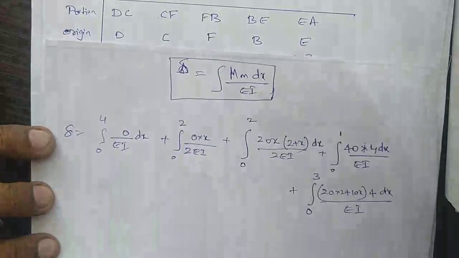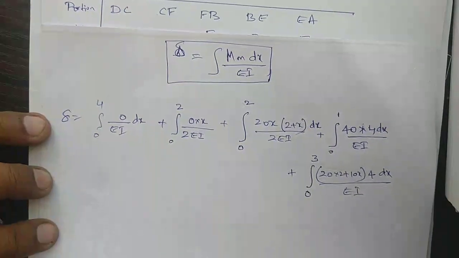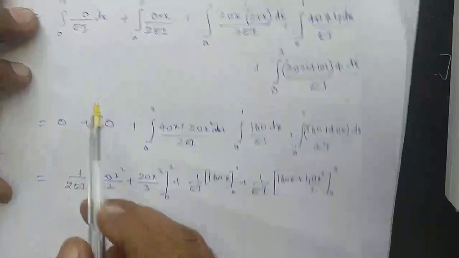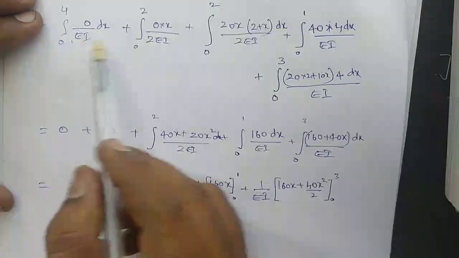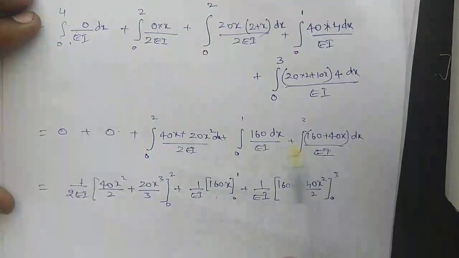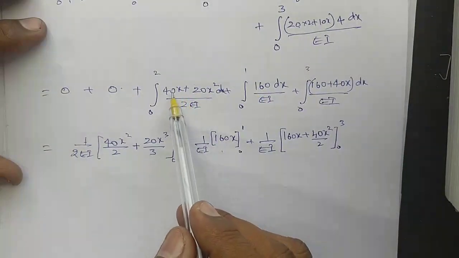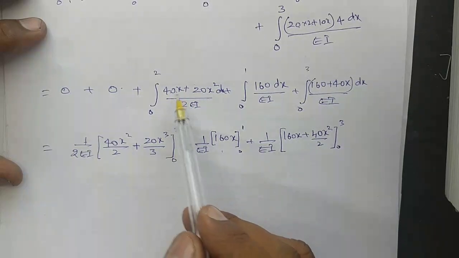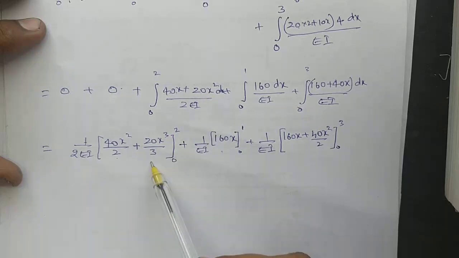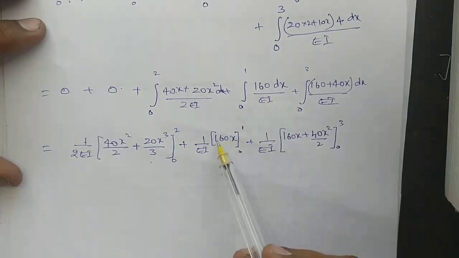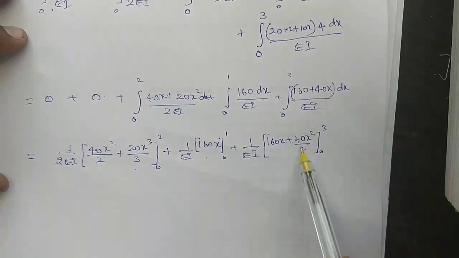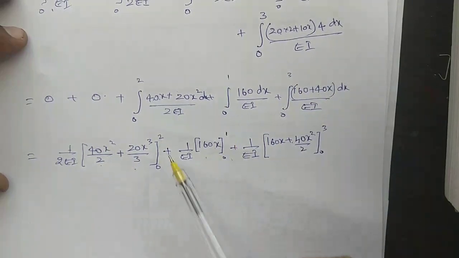We have to do simplification for all these things. So this way we have to do integration here. Say this is 0, this will be also 0. This we are doing simplification here. Now integration of 40x will become 40x square by 2. 20x square will become 20x cube by 3. 160 will become 160x. And here 160x plus 40x square by 2, with limits 0 to 3, 0 to 1, 0 to 2.